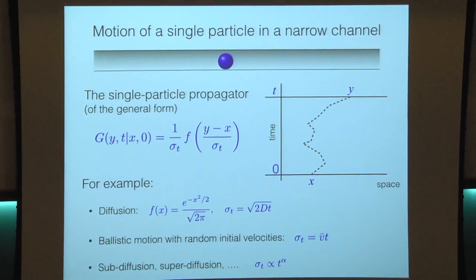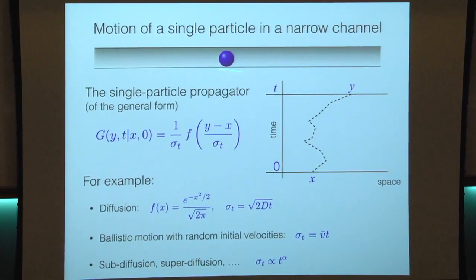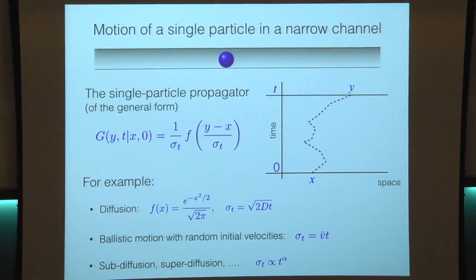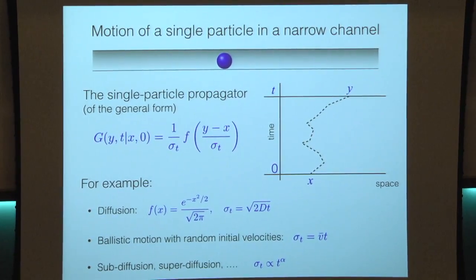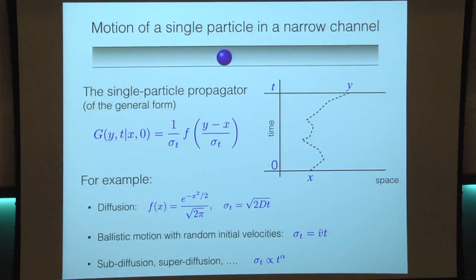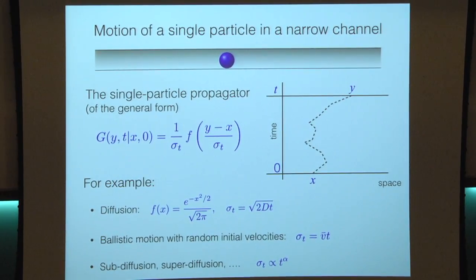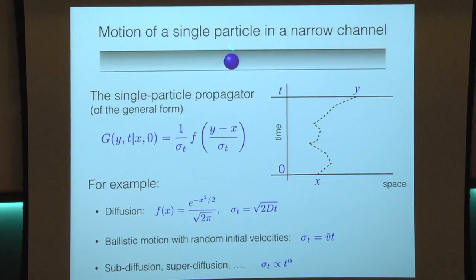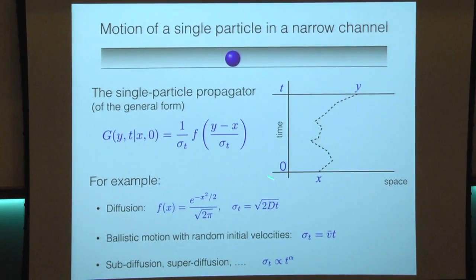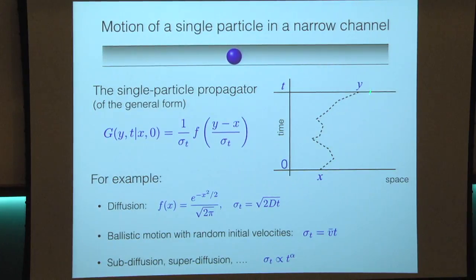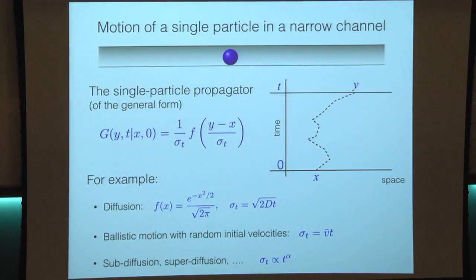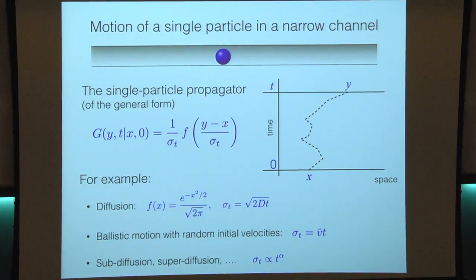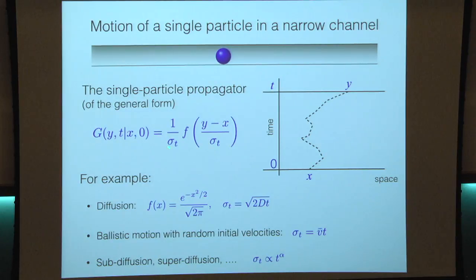So what is the problem? Let's assume a very narrow channel, and there's a single particle, and the motion of the particle is predominantly one-dimensional. I describe the motion of this particle by its propagator. It says that given the particle at x at time 0, what is the probability that it will be at y at time t? This is given by the single particle propagator, and I assume that it has this scaling form. It has some typical length scale, sigma t, and f is a symmetric function.